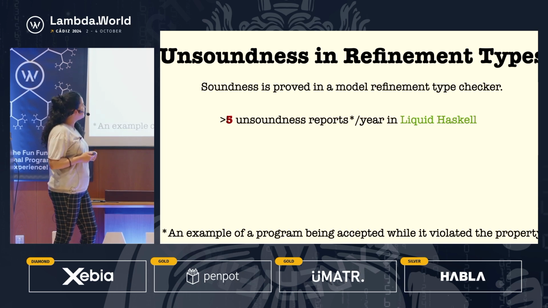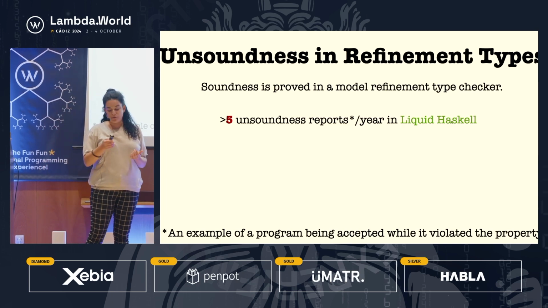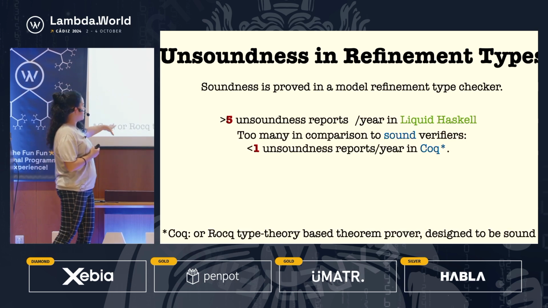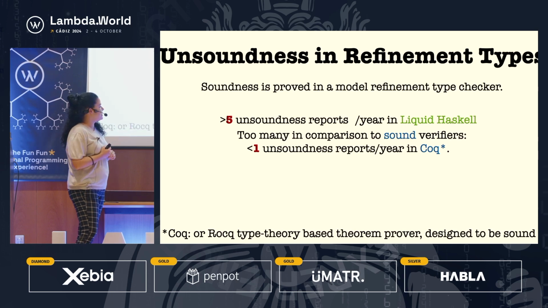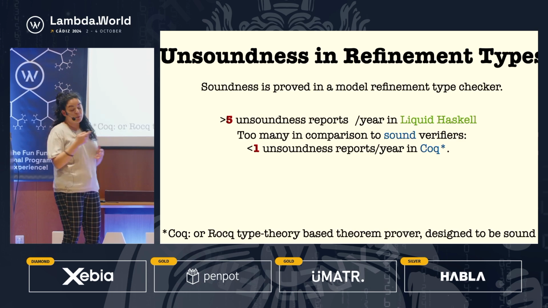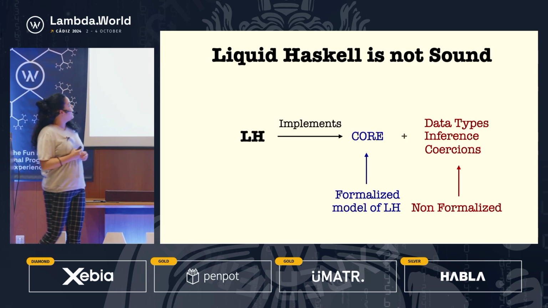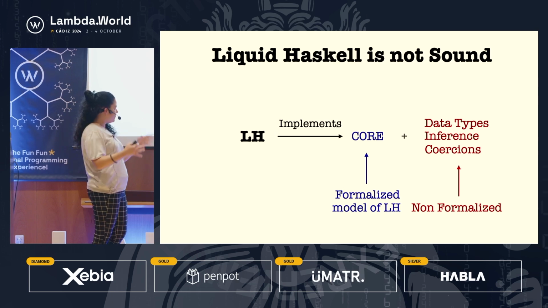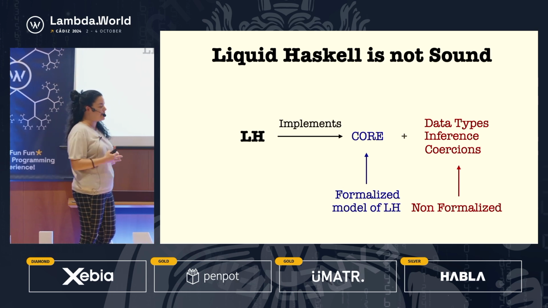And yes, like 5 unsoundness reports per year is kind of high for a verifier, especially if you compare with Coq or Rocq now. That is a type theory-based theorem prover designed to be sound. And in Coq, they claim that they received about 1 unsoundness report per year. Okay, so why is this the case? The case is because Liquid Haskell implements a core, which is like the lambda calculus that we mechanized and we believe that it's sound and we know exactly what's happening.